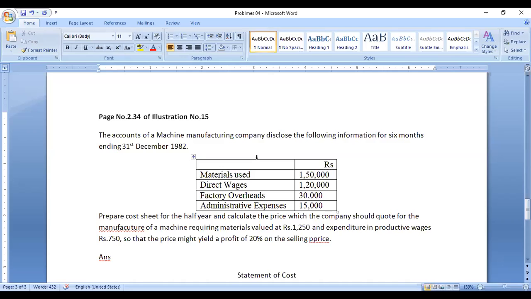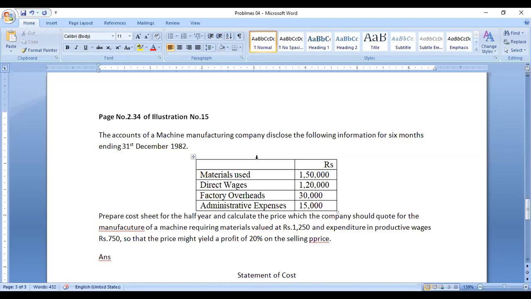இந்த ஹால்ஃப் இயர்னா காஸ்ட் ஷீட் ஃபர்ஸ்ட் ப்ரிப்பேர் பண்ணணும். காஸ்ட் ஷீட் ப்ரிப்பேர் பண்ண உங்களுக்கு தெரியும் இல்லையா? காஸ்ட் ஷீட்டுடைய ஃபார்மேட் ஆல்ரெடி எக்ஸ்பிளைன்டு. 2 or 3 ப்ராப்ளம்ஸ் ஒர்க் அவுட் பண்ணிட்டோம். ஓகே, ரைட். இப்போ இதுல உங்களுக்கு என்ன கொடுத்துருக்காங்க?